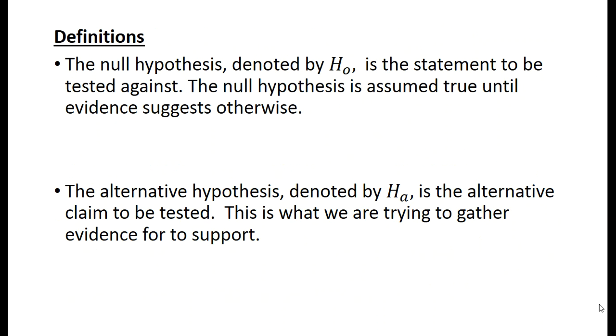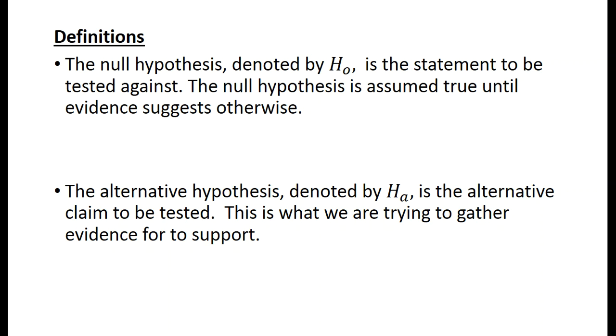Okay, so to do this, we're going to start talking about the language that we'll use to test any claim, not just this psychic friend. So we have 2 different hypotheses in hypothesis testing. The first one is going to be the null hypothesis. We're going to denote that by H sub 0, or H sub O, O thinking like original claim. This is a statement to be tested against. The null hypothesis is assumed true until evidence suggests otherwise. So this is our baseline. This is what we're always going to compare against.